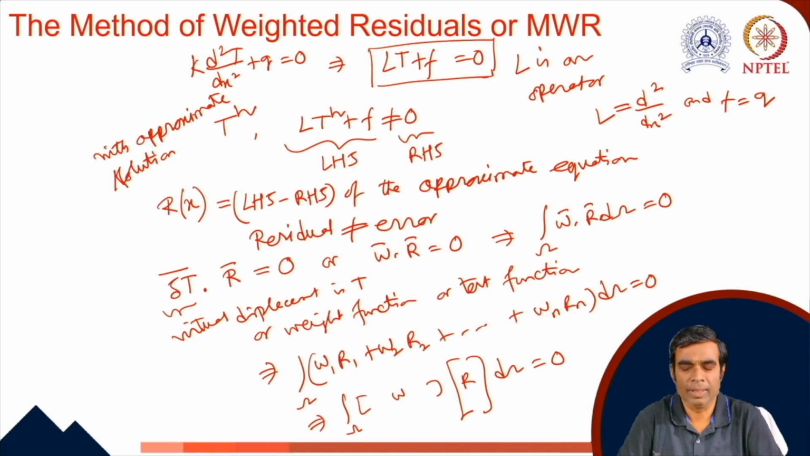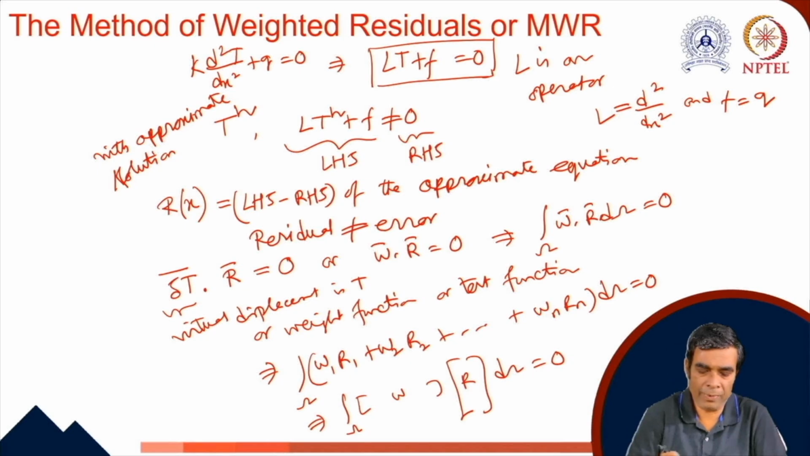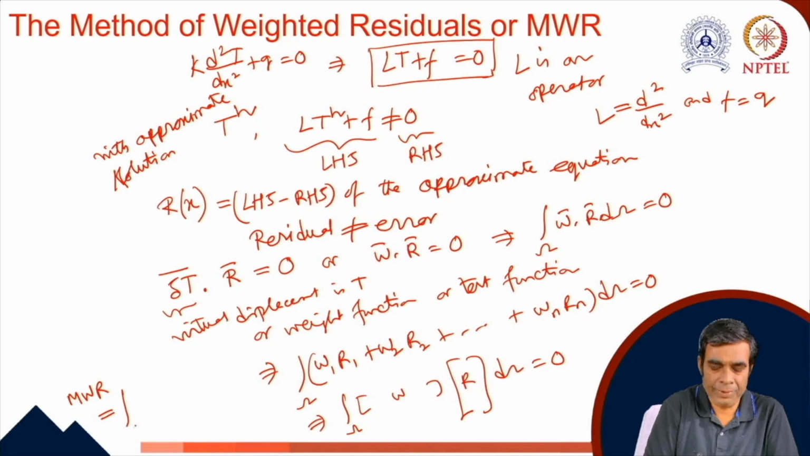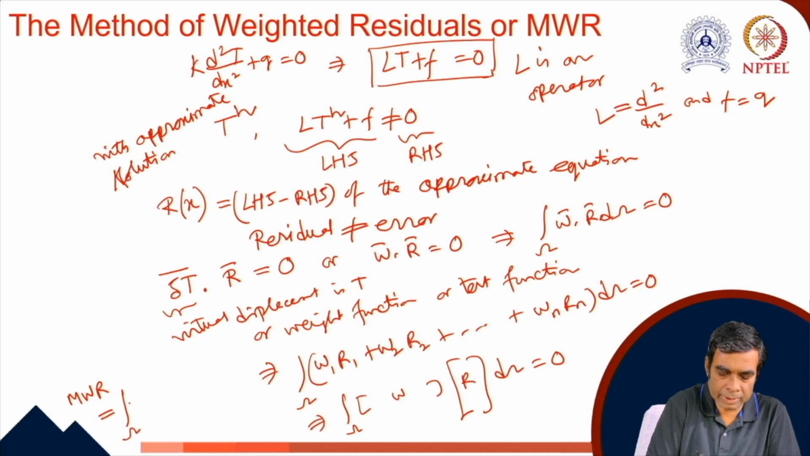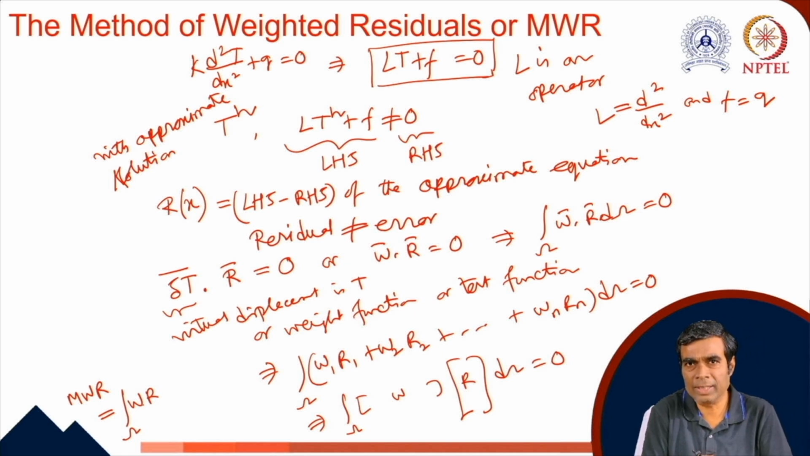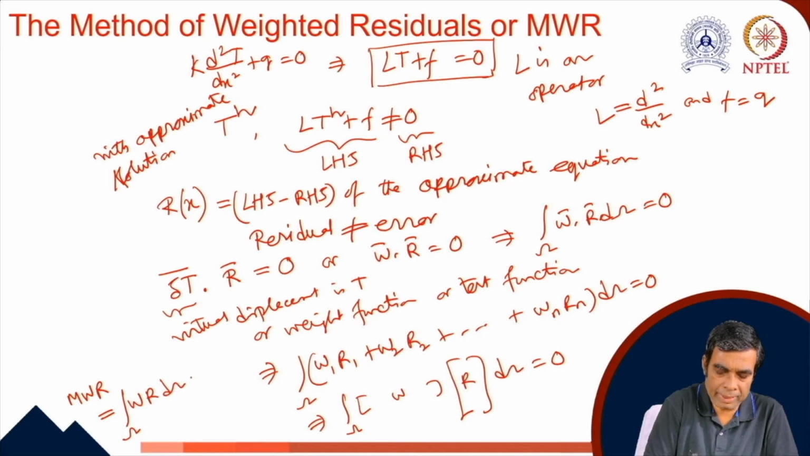So this is the method of weighted residual, in short MWR. By MWR we find the integral form of the governing equation by taking the dot product of the residual vector and the weight function, or the virtual displacement, over the entire domain.